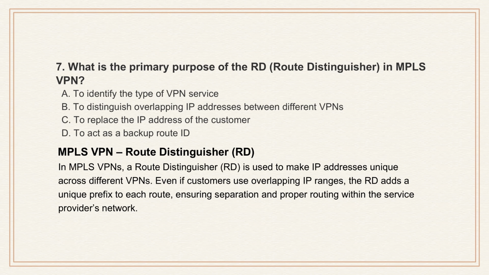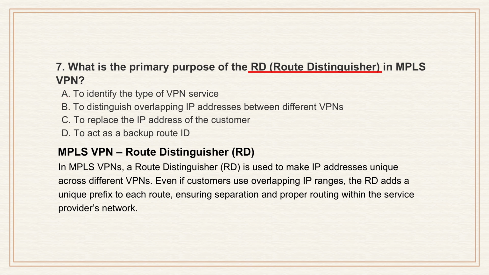Okay, next topic. MPLS VPNs and something called the route distinguisher, or RD. Answer B says it's to distinguish overlapping IP addresses between different VPNs. Why would different companies have the same internal addresses? And how does this RD thing stop things getting mixed up? Yeah, it sounds strange, but it's actually super common.